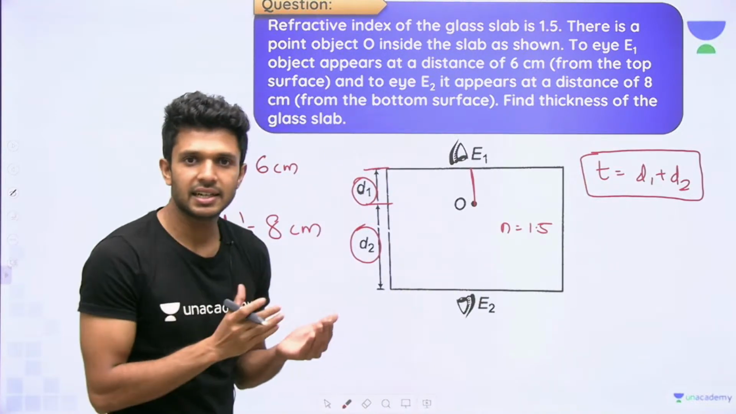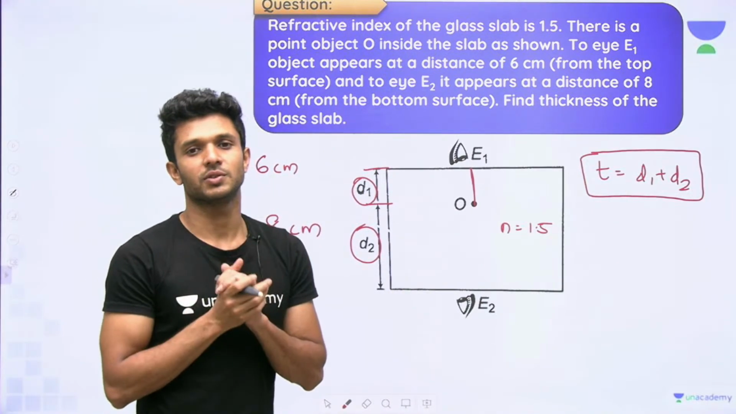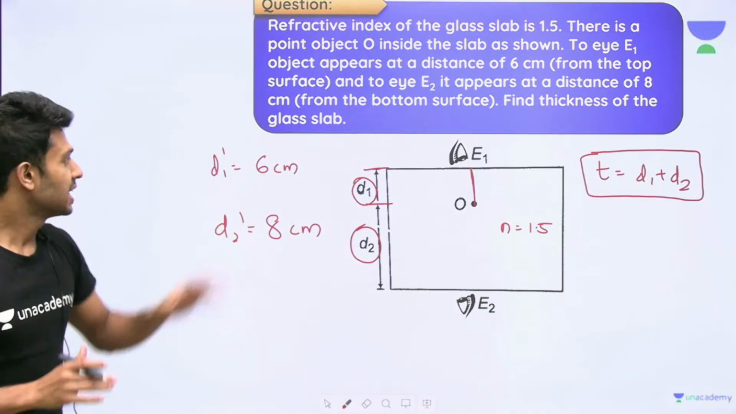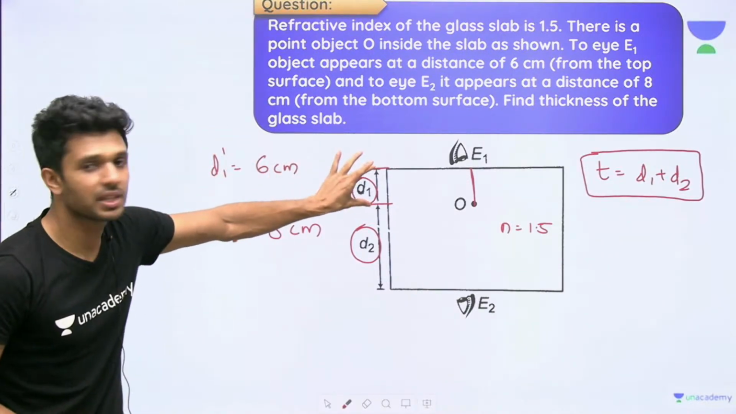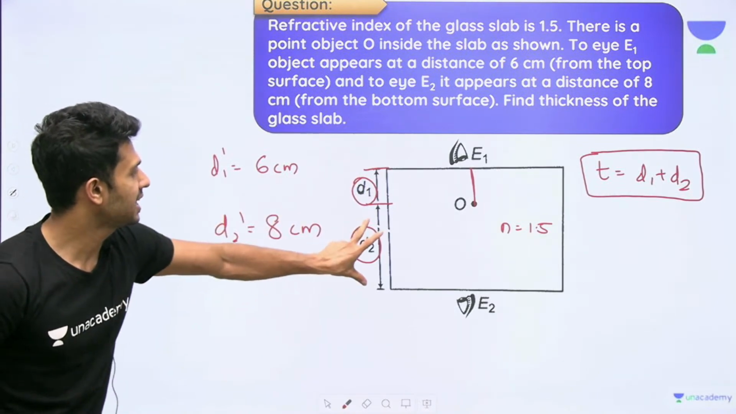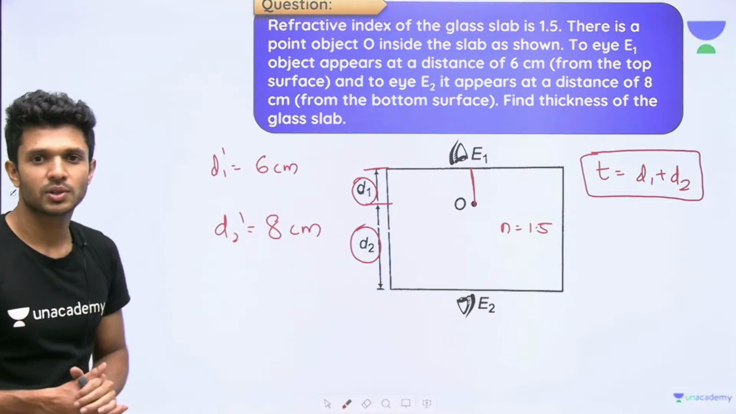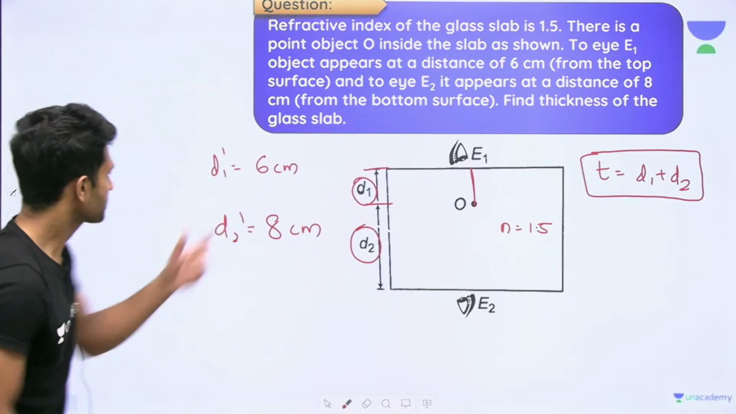But neither D1 nor D2 is given. But D1 dash and D2 dash are given. D1 dash is the apparent depth with D1, and D2 dash is the apparent depth with the actual depth D2. From here, can't you find out D1 and D2? Yes, you can. Look.